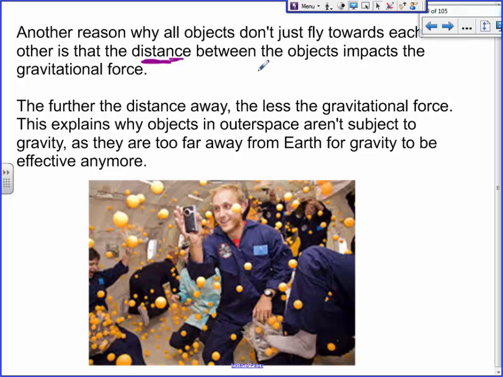So there's actually two main things you have to consider then. Mass, the mass of the objects you're talking about, and distance, the distance between the objects. Those are the two main factors. I'll write that up. Mass and distance.